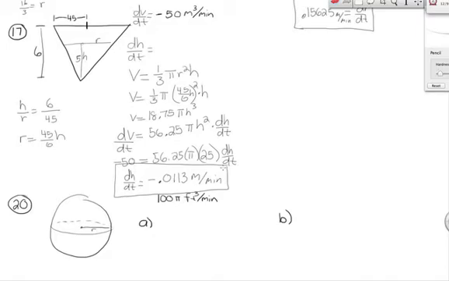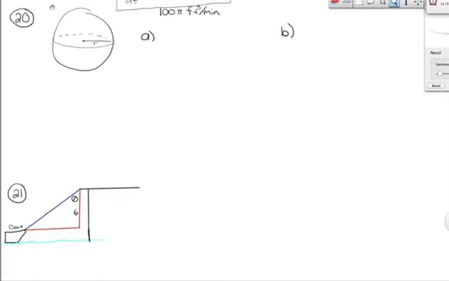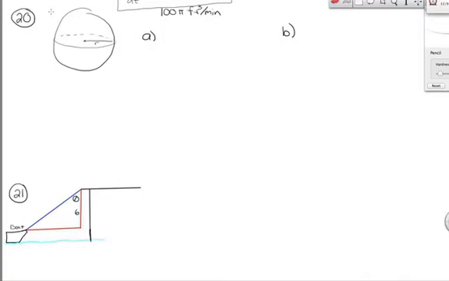Number 20, we're inflating a balloon. So we have a sphere. The balloon is being inflated at a rate of 100 pi feet cubed per minute. I wrote that right up here earlier. So what is that a measure of? That is a measure of the volume of the balloon. So dV/dt should equal that number.